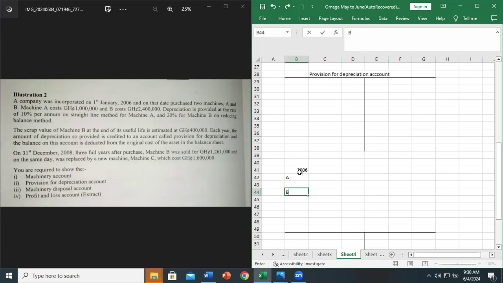Okay, so 2006, let's check. We bought two assets, all on 1st January, so they are all going to spend 12 months. So asset A would attract 1 million times the rate, which is 10%. So that is going to give us 100,000 for asset A.